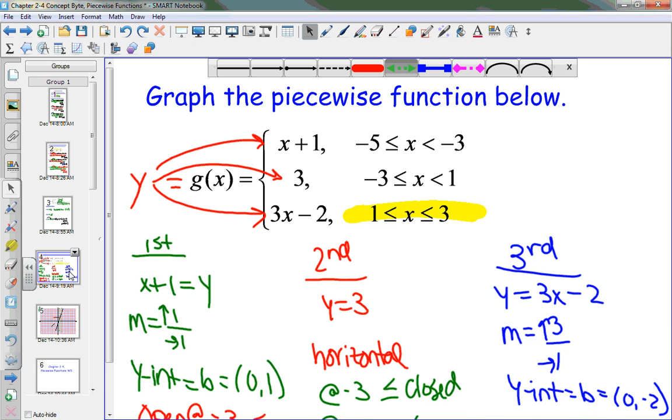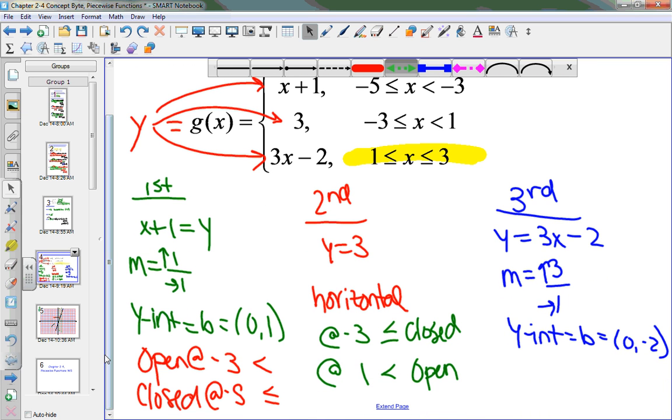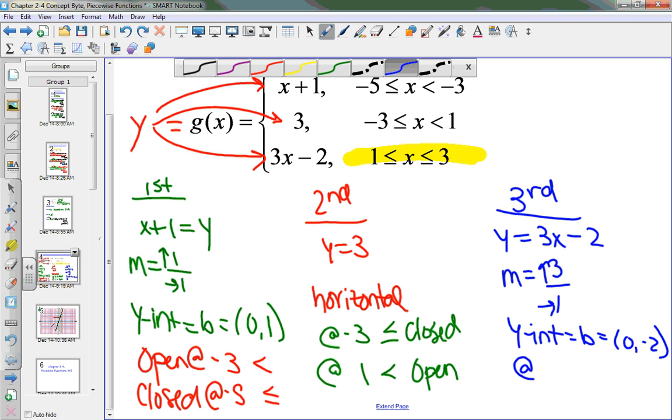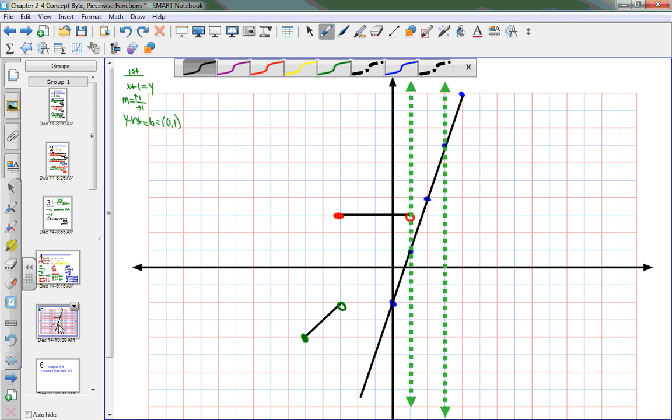So I need to go back over here and say, okay, well, where are my restrictions? Well, my restrictions are going to be from 1 to 3, and at 1, it's going to be the less than or equal to symbol, so it's closed. And at 3, it's going to be the less than or equal to symbol, so it's also closed there. So I come back to my graph, and at 1, it's going to be closed, and at 3, it's going to be closed.